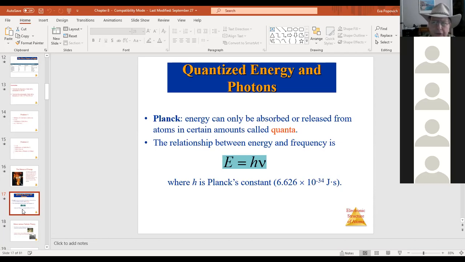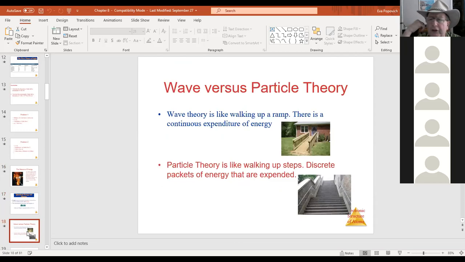Einstein refined this. Einstein came up with the equation E equals h nu, where E is the energy, h is a constant, Planck's constant, 6.63 times 10 to the minus 34th, and nu is the frequency. Now, the best way I can think about this, has anybody visited the Guggenheim Museum in New York?